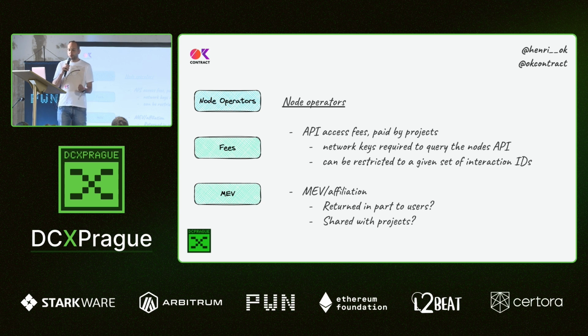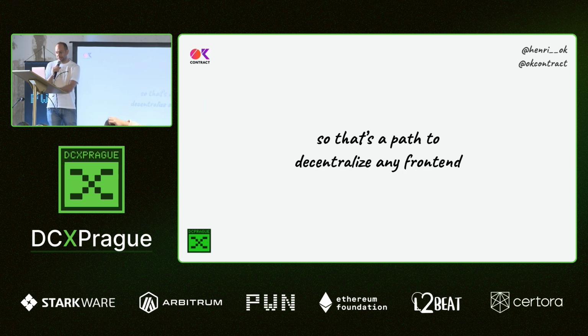And also, we can build partnerships with MEV sharing protocols, and maybe we can return one part of this to the users to be as fair as we can be, or we can share this with projects. And here, those are really questions, and I think there's a lot of discussion that we can have this week on those topics. So basically, that's one path where we can decentralize any front end.